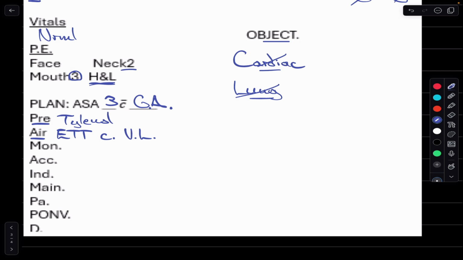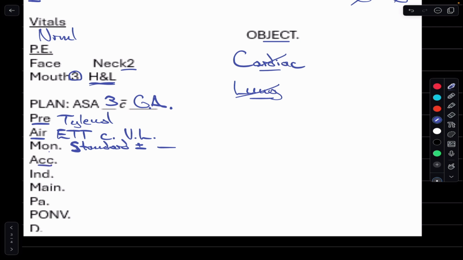Monitors, so always standard. You're always going to have standard, but then you could also think about if you were concerned for some reason that you would want an arterial line, you could add that there. If you're running a TIVA, then maybe you'd want to add a BIS monitor. So standard monitors, plus or minus whatever else you're concerned with.